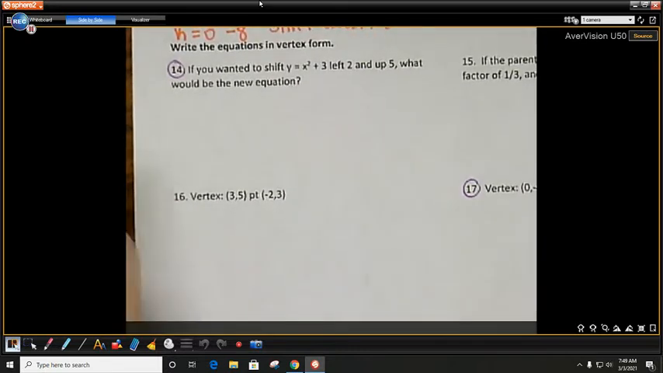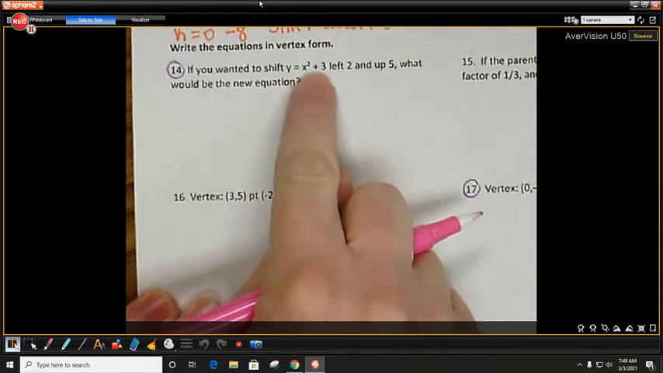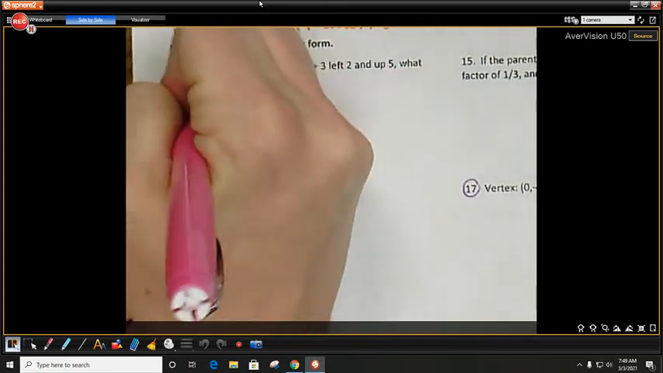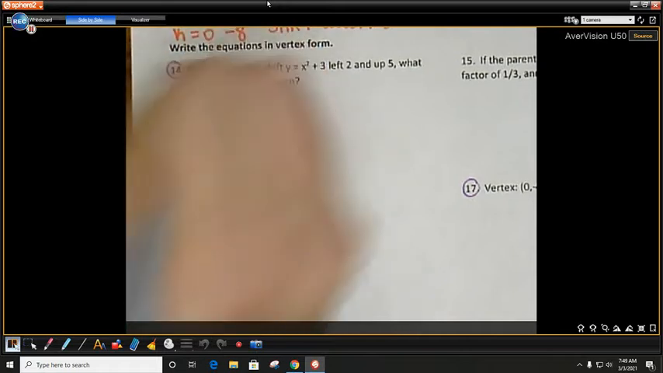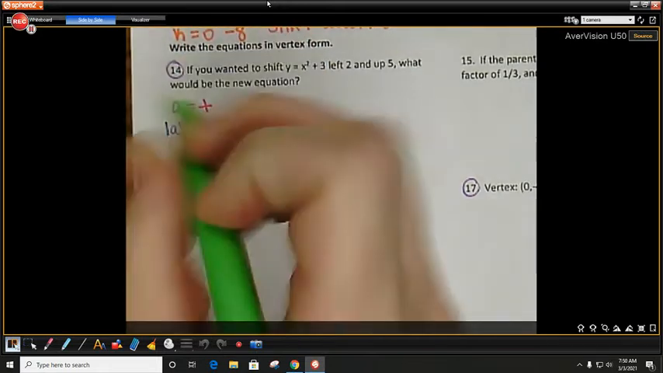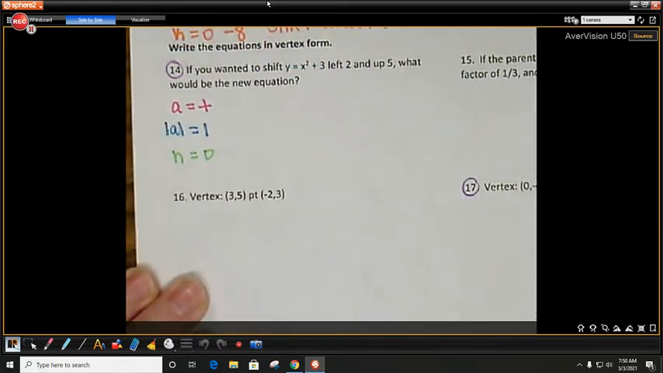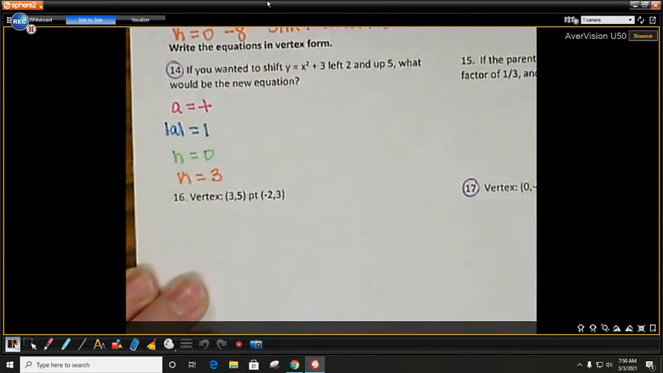Okay, we're still starting the same way as we did in the last section. We're going to list out our a sign, our a value, our h value, and our k value of our original function. So looking here, remember a is your x squared coefficient. So my x squared coefficient is 1, meaning a is positive. And the value of a is 1. Remember, h is the number in the parentheses with x, but I don't have parentheses, so my h is 0. And then my k is the constant out to the side, which is 3. And it's not in the parentheses, so we don't do the opposite.